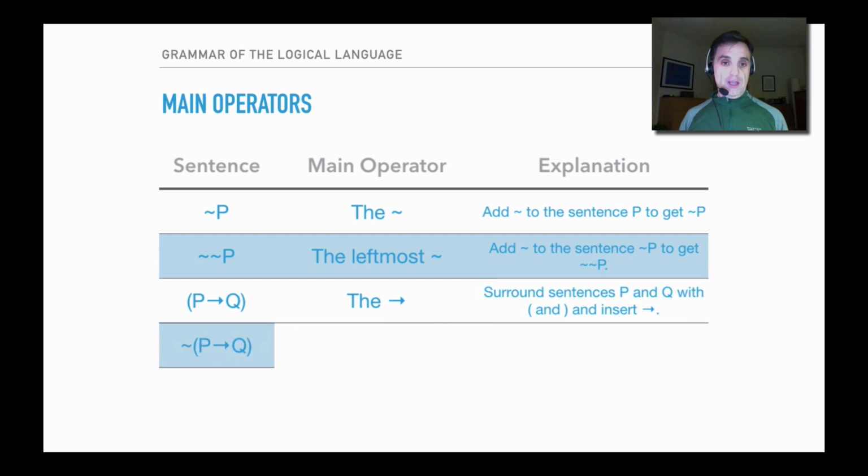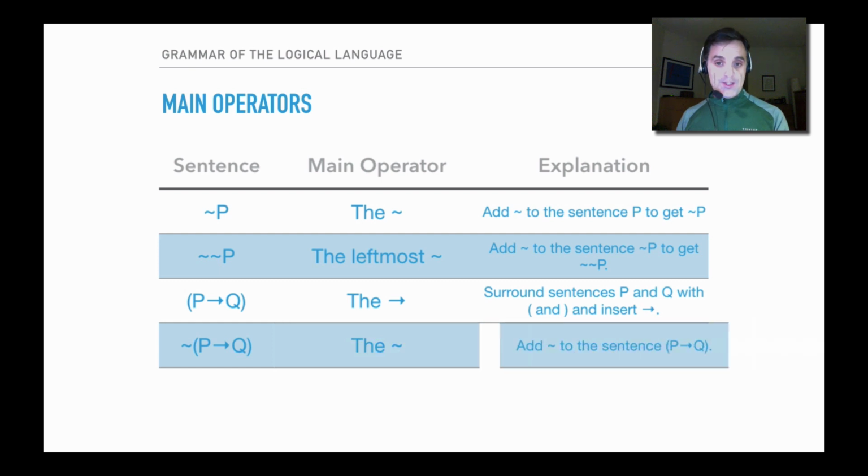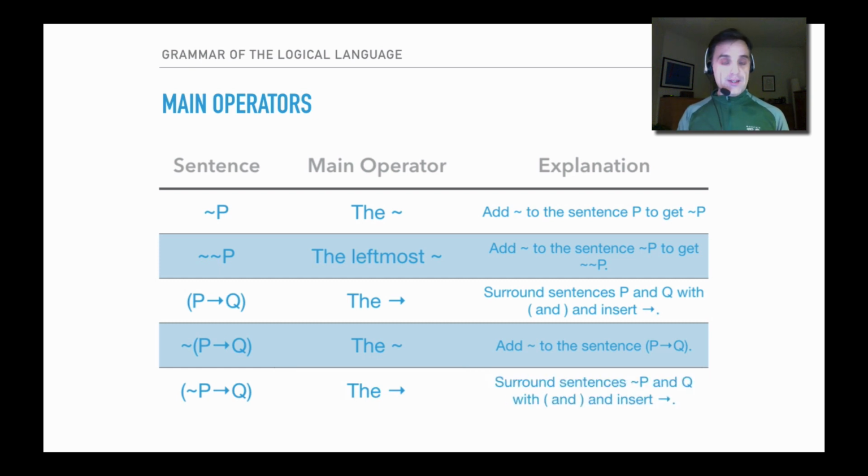How about negation P arrow Q? Okay, here it's the negation. Why? Well, because we took the sentence P arrow Q and put a negation on the front to form the sentence that we're looking at. And how about this one? Negation P arrow Q, where here the negation is inside the parentheses. Okay, in this case, the main operator is the arrow. And why is that? Well, because to form this sentence, we took the sentence negation P, and we took the sentence Q, and we put the conditional between them to form the sentence we have. So those are some main operators.